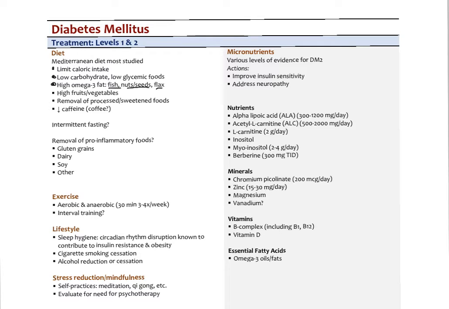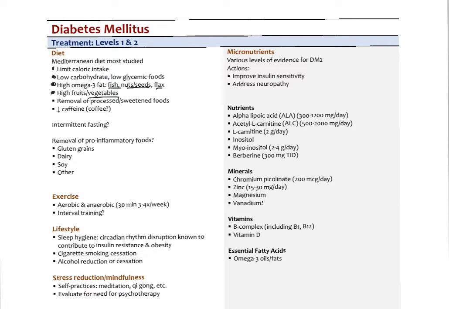Flax can have some issues because it definitely does increase estrogen, so it's phytoestrogenic. And in some patients, we might not want that to happen, so we have to look at that, same as soy. But the good oils, we know, are definitely beneficial for lowering triglycerides and for cardiovascular protection. Increasing fruits and vegetables, that's really the basis of it, is a high vegetable, plant-based diet. Removing processed and sweetened foods, and then decreasing caffeine potentially.